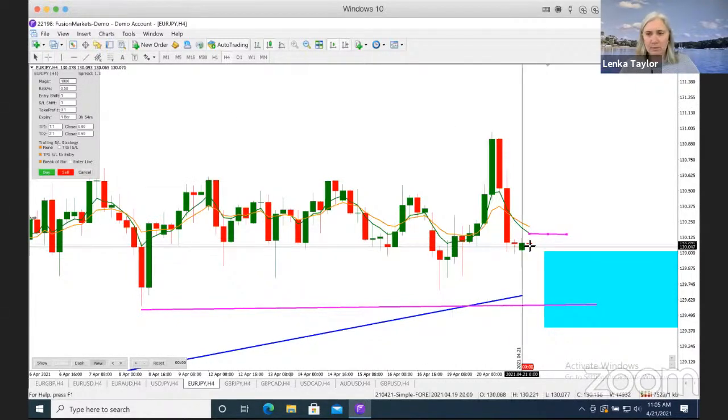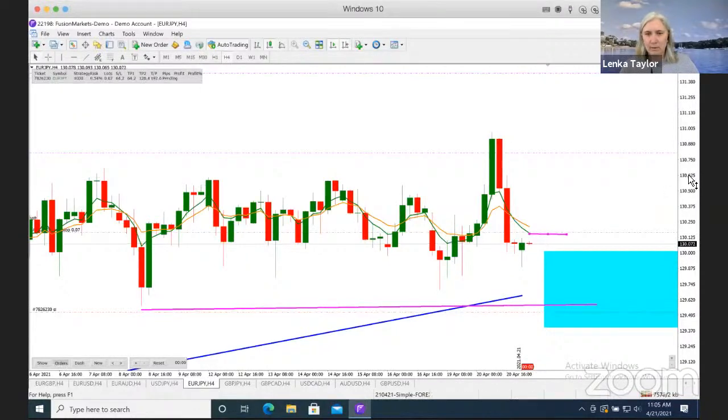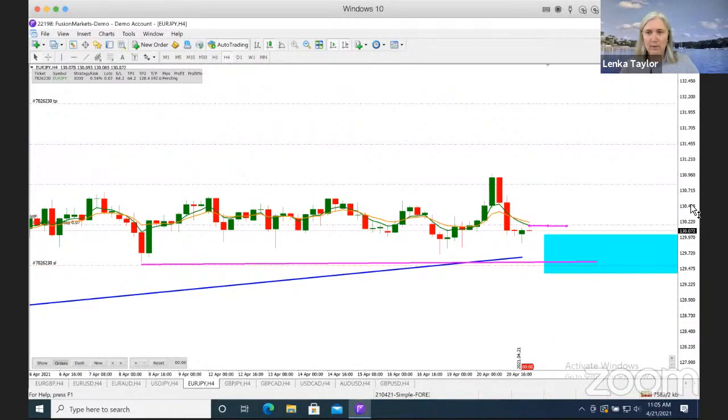So let's measure that. That's 52. Okay. Now looking for a buy. So there we go. Roughly. So these are the parameters. Let's put them in.